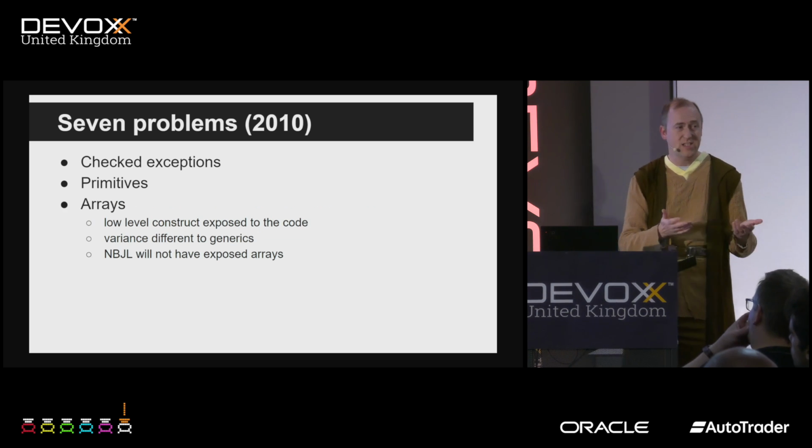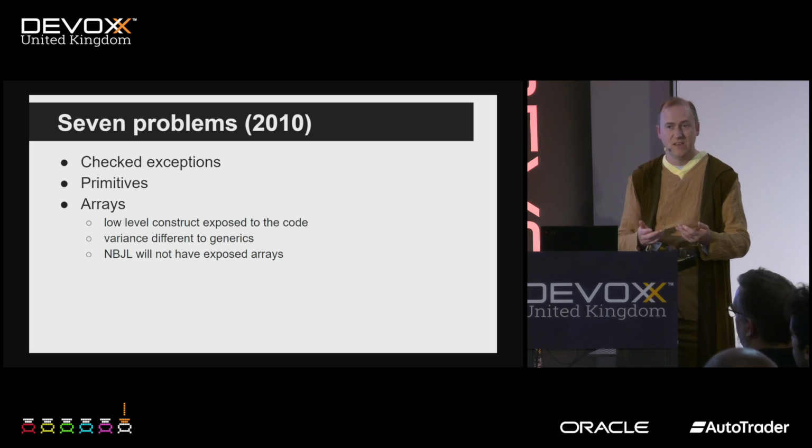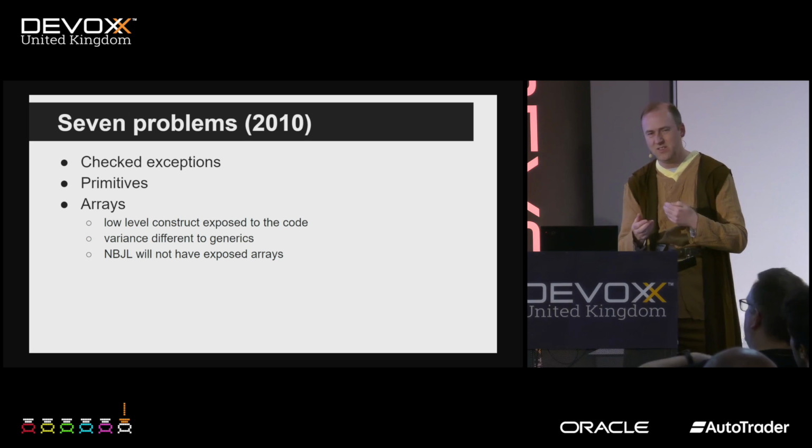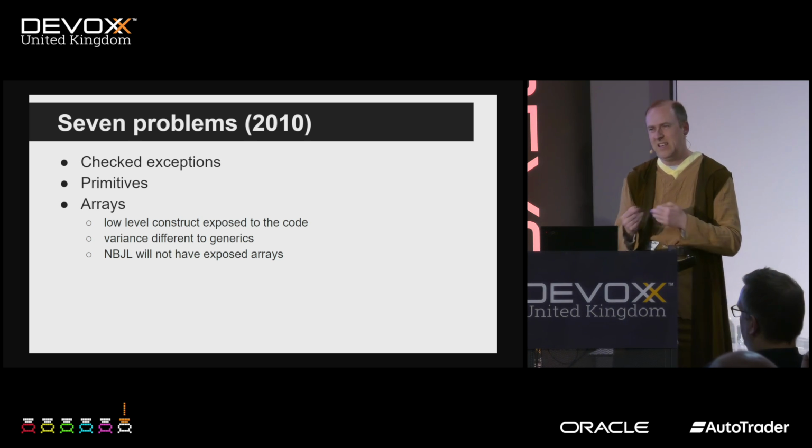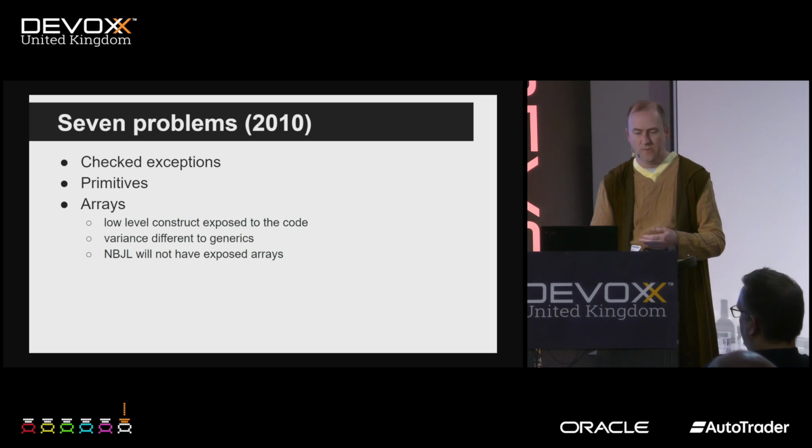Arrays. So again, arrays are fundamentally a performance thing. The fact that we have these arrays that are exposed, they work differently with regards to generics and variance. They're a bit of an oddity, but you kind of need them to make any kind of sensible data structures. So yeah, they're a bit odd.